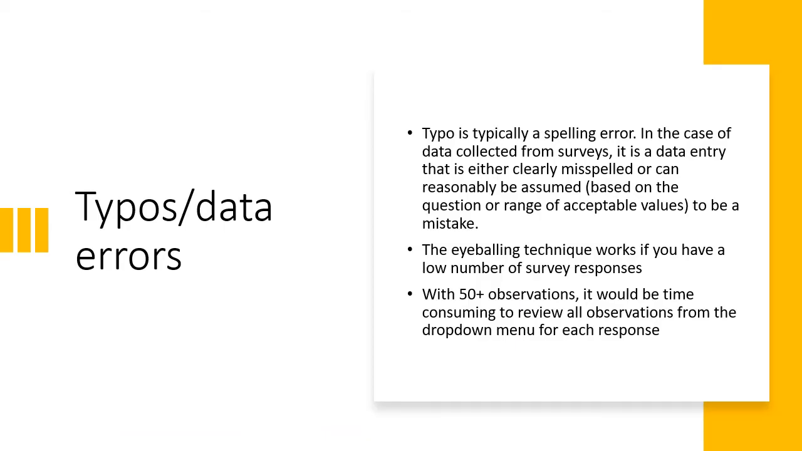So what about typos or data errors? Typos are also a common problem, especially if your survey is designed without validation on the inputs. So it's either misspelled, or it's really a mistake put inside the survey. You can do the eyeballing technique if the number of surveys is small, but if you have more than 50 observations, it will be time consuming to look at each cell one by one.